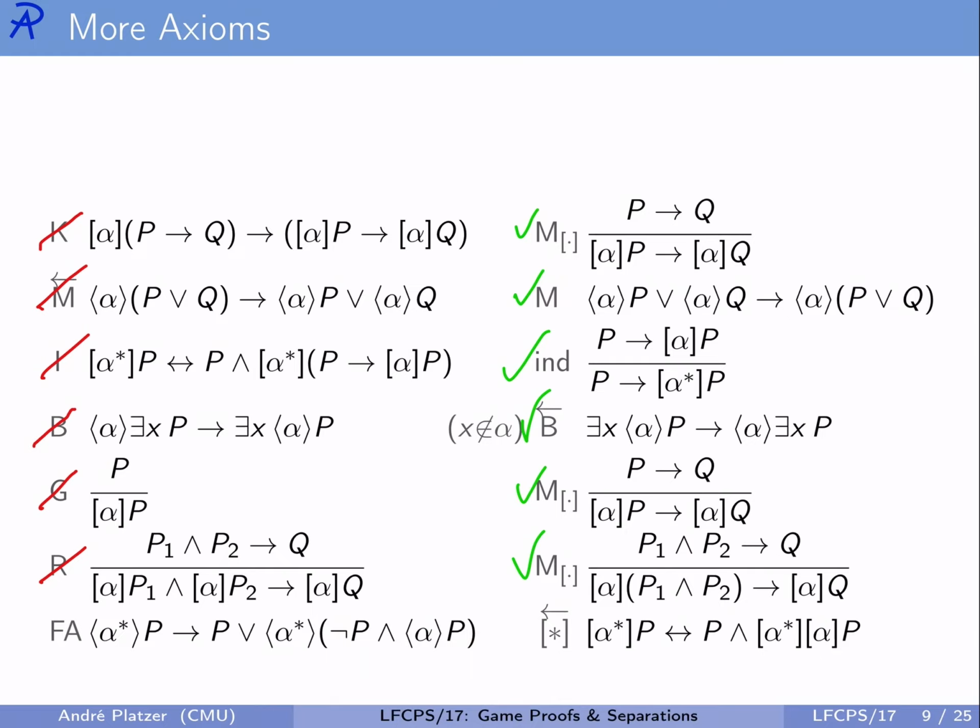Let's see. If Angel has a winning strategy in the repetition of hers to get to a state where P holds true, does that imply that either P is true right now, or Angel has a winning strategy in the hybrid game of repetition of alpha to get to a state where P isn't true yet, but she has a winning strategy to make P true in the next case? Well, not really.